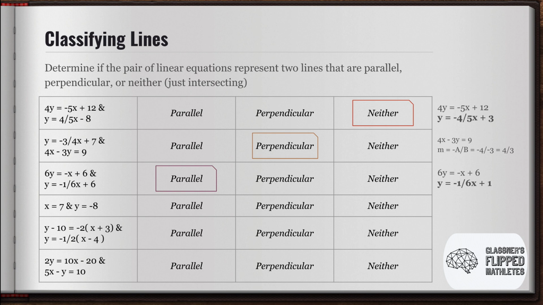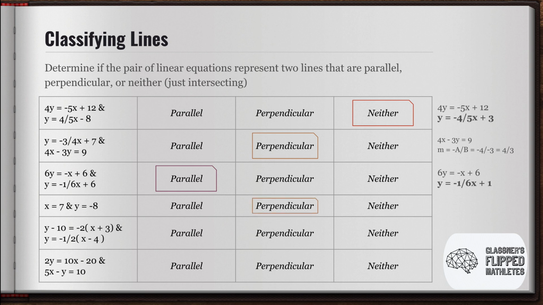X equals 7 and y equals negative 8. This might feel like we don't have enough information to determine if they're parallel or perpendicular or neither, but you have to remember that x equals 7 is a vertical line, and y equals negative 8 is a horizontal line, and horizontal and vertical lines are always perpendicular. So these must be perpendicular.